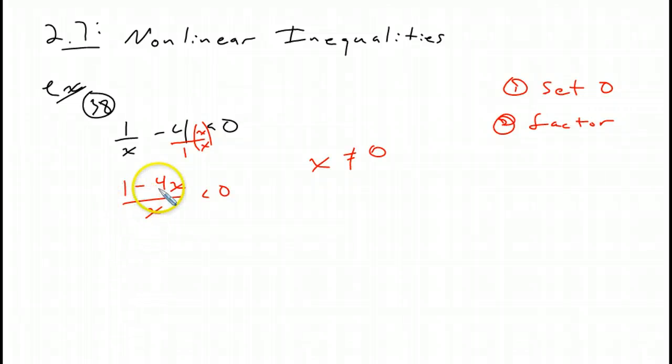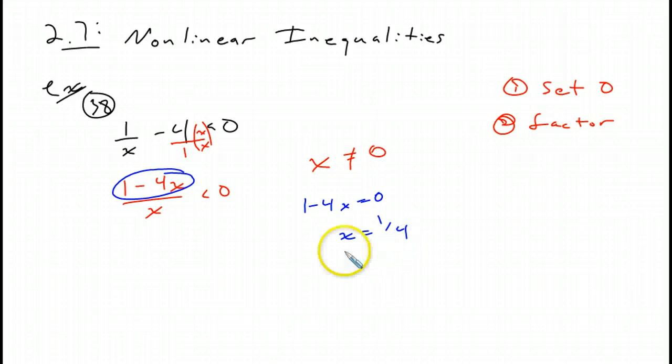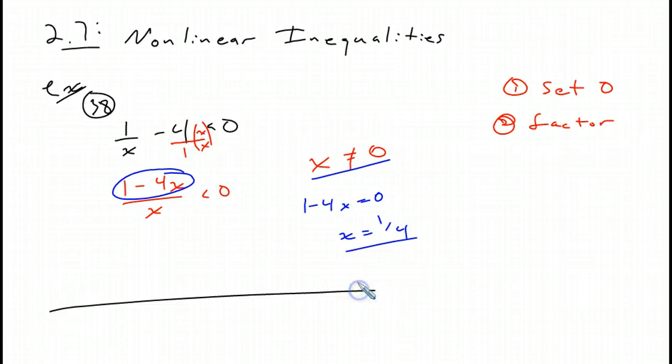So to look at the zeros, remember this is just like when we were doing rational functions. You're just going to take the top, set it to 0, so 1 minus 4x equals 0, and solve. So minus 1 divided by negative 4, so x will be 1/4. So we have the critical values of 1/4 and of 0. We're going to have to test both of those points on your interval.